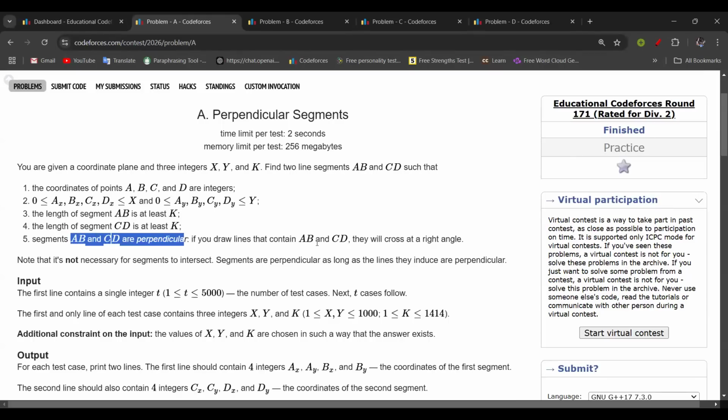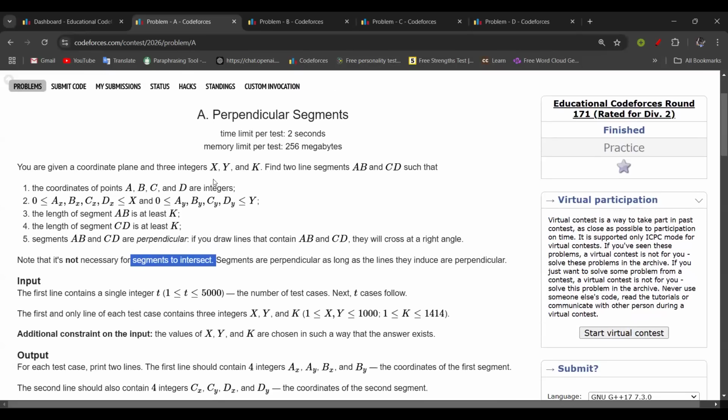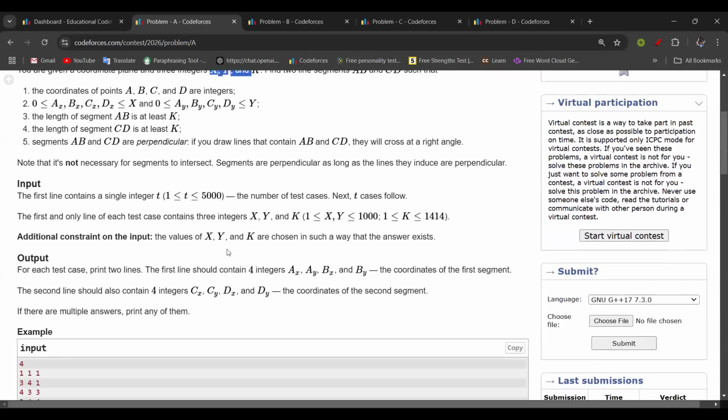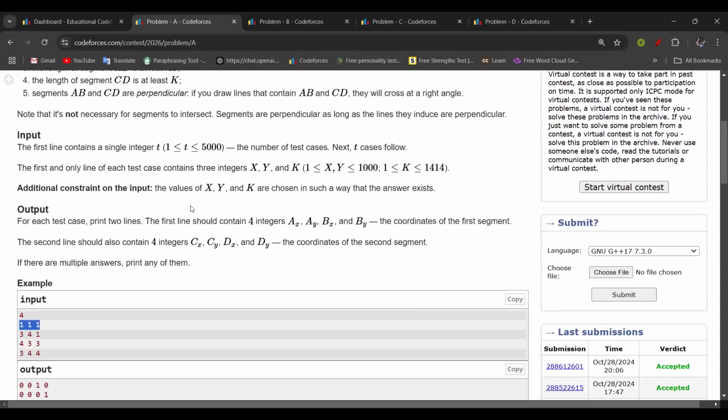Okay, and if you draw lines through AB and CD, they would cross at right angles. That's what it means by perpendicular. It's not necessary that the segments intersect. So basically you are just given three integers x, y, and k as input. x and y just denote the maximum limit where my x coordinate can go, and the maximum limit where my y coordinate can go.